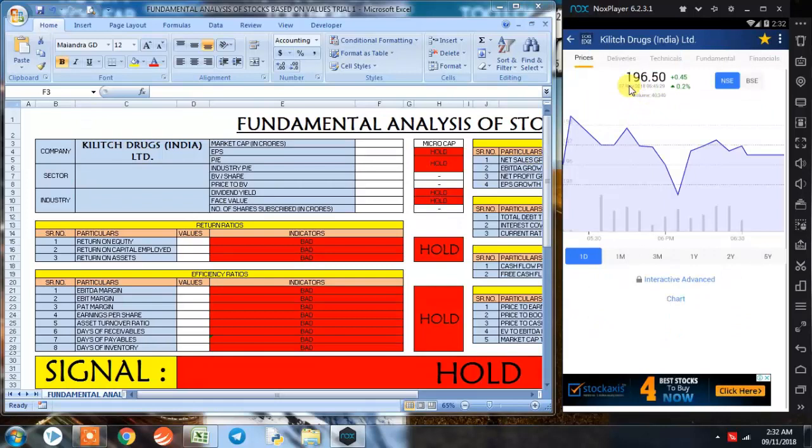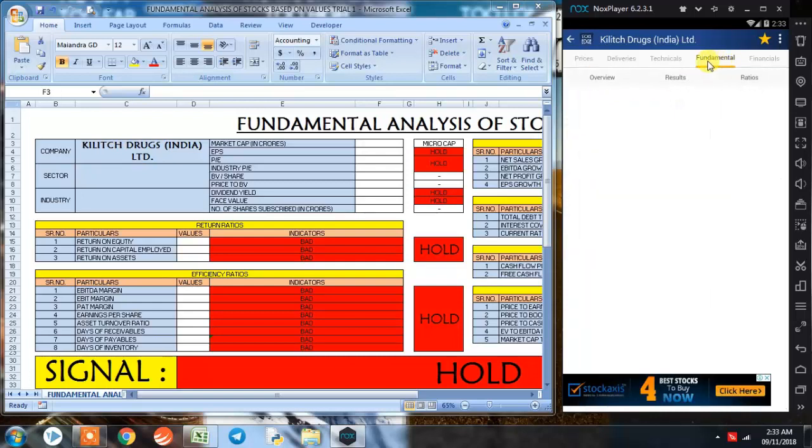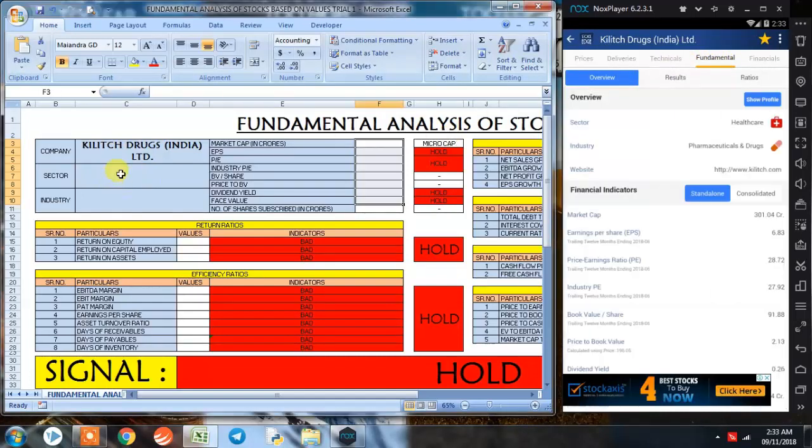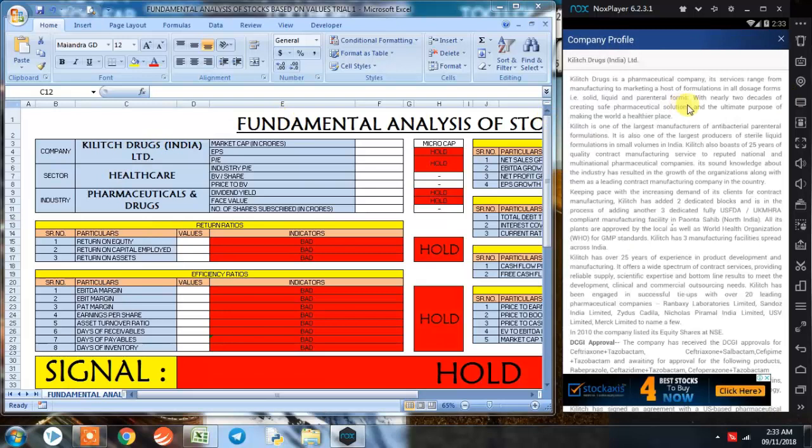We could see here that the last traded price of KILITCH Drugs India Limited was 196 rupees 50 paise on 7th of November 2018. Now let's go to the fundamental tab and understand about the sector, industry and the company. The sector is healthcare. Industry is pharmaceuticals and drugs. Now let's understand about the company. We click on the show profile tab.